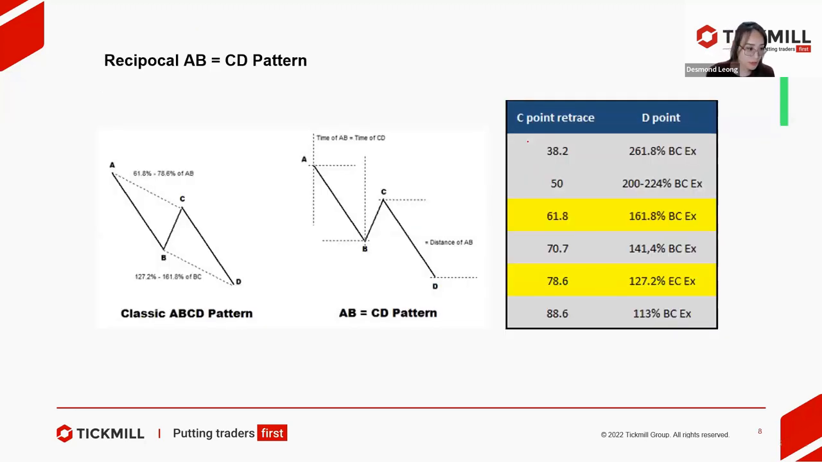So let's go back to the basics. If some of you already know or don't know, harmonic pattern is basically AB equal to CD. Maybe this is the table you may chart. Let's say if the C point retraces 38.2%, D will end with 261.8%, which is the BC extension. What you can see here is that the distance of CD is equal to AB. That's why they call it the AB equal to CD pattern.